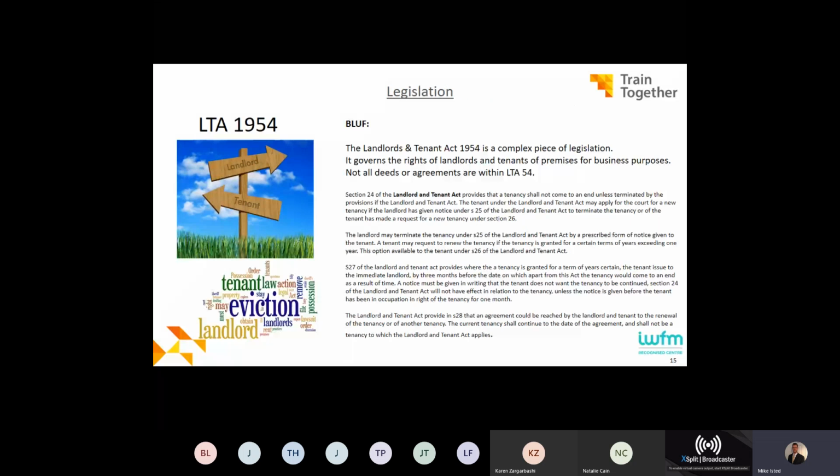What can you find? The Landlord and Tenant Act 1954 is a complex piece of legislation, and it governs the rights of landlords and tenants of premises for business purposes. Not all deeds or agreements are within the LTA 54. I'm not reading out the rest of it, by the way, that's there for you to look at in your own time.